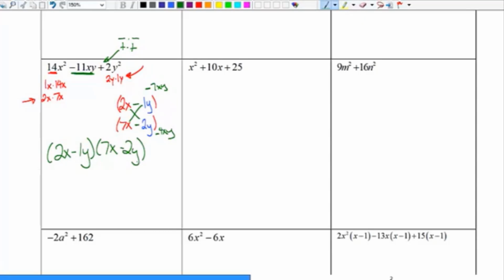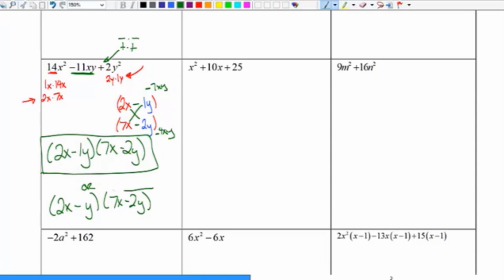Is there anything else that can factor out of either of these two? No, so that's completely factored. Now, some students are always asking me, Miss, do you have to have the 1 in front of the y? No, you don't have to have the 1 in front of the y. You can also put it like this. And then the next student's going to say, hey, Miss, can I keep the 1 there? Yes, you may keep the 1 there if you really, really want, okay?